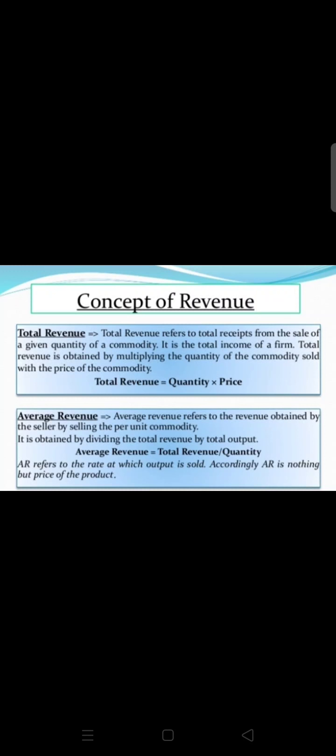Per unit. So to find out the average revenue, what is the formula? Total revenue divided by quantity. As in the cost chapter, average cost is total cost divided by quantity, so here average revenue is total revenue divided by quantity. So I hope it is clear, both the types of revenue, that is total revenue and average revenue.